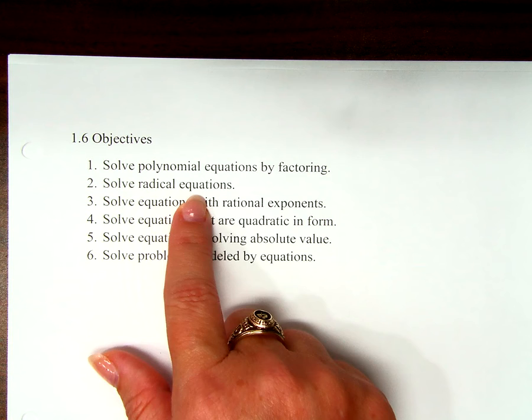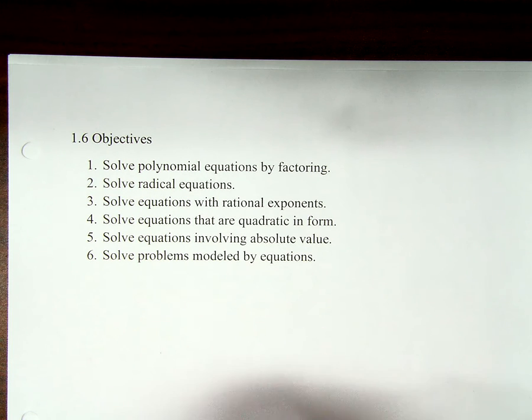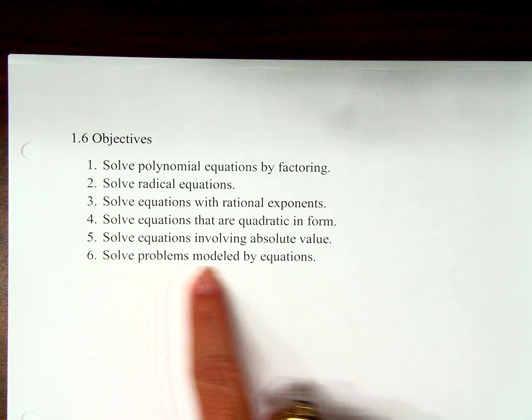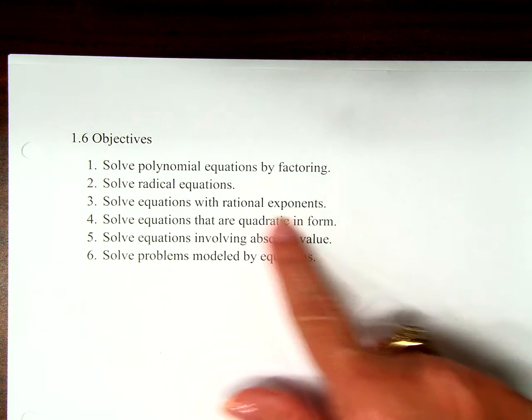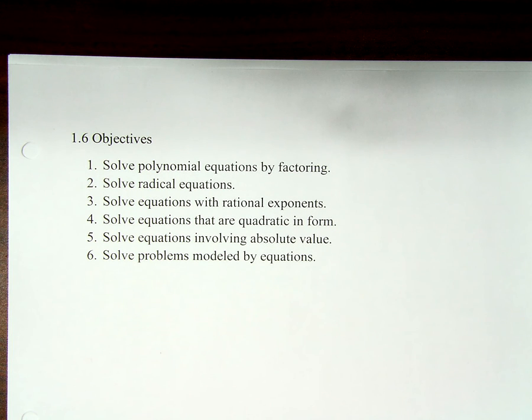Number 2, solve radical equations. Number 3, solve equations with rational exponents. Number 4, solve equations that are quadratic in form, like I mentioned earlier. Solve equations involving absolute value, and then solve problems modeled by equations. In other words, word problems about all this stuff. Does that make sense?